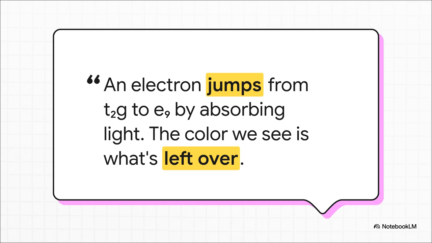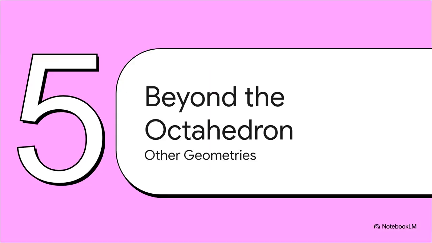What do our eyes see? We see all the colors that weren't eaten, the leftover light, which appears as the complementary color. So a tiny gap absorbs low-energy red light and looks green. A bigger gap absorbs yellow light and looks violet. The size of the gap literally dictates the color of the compound. That's the secret.